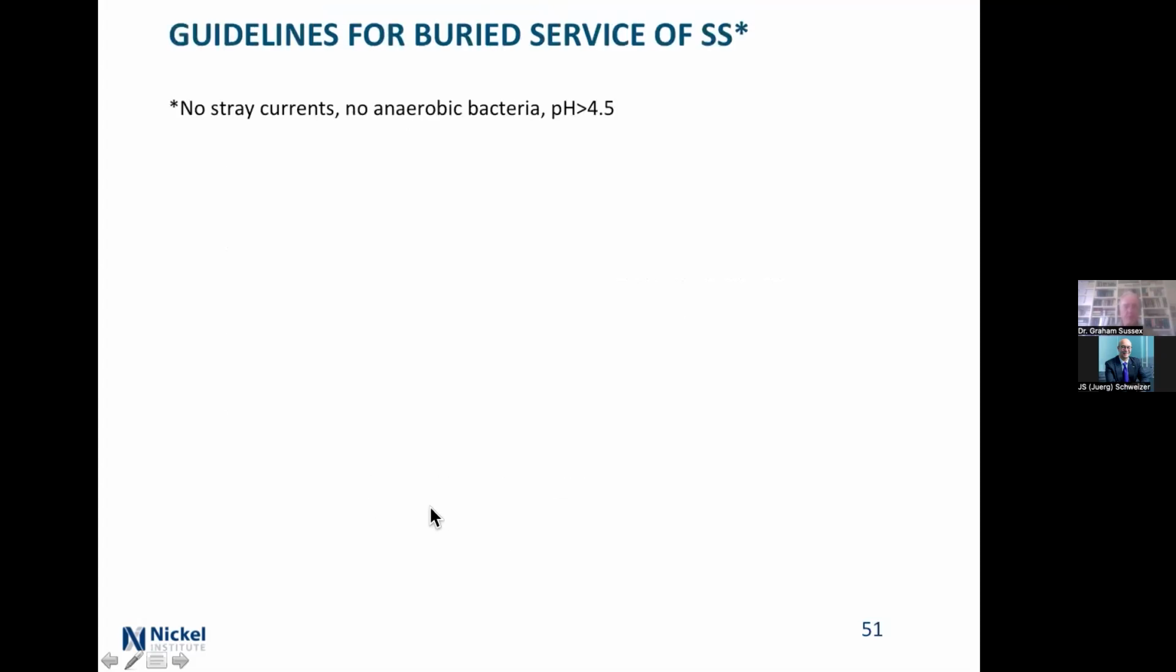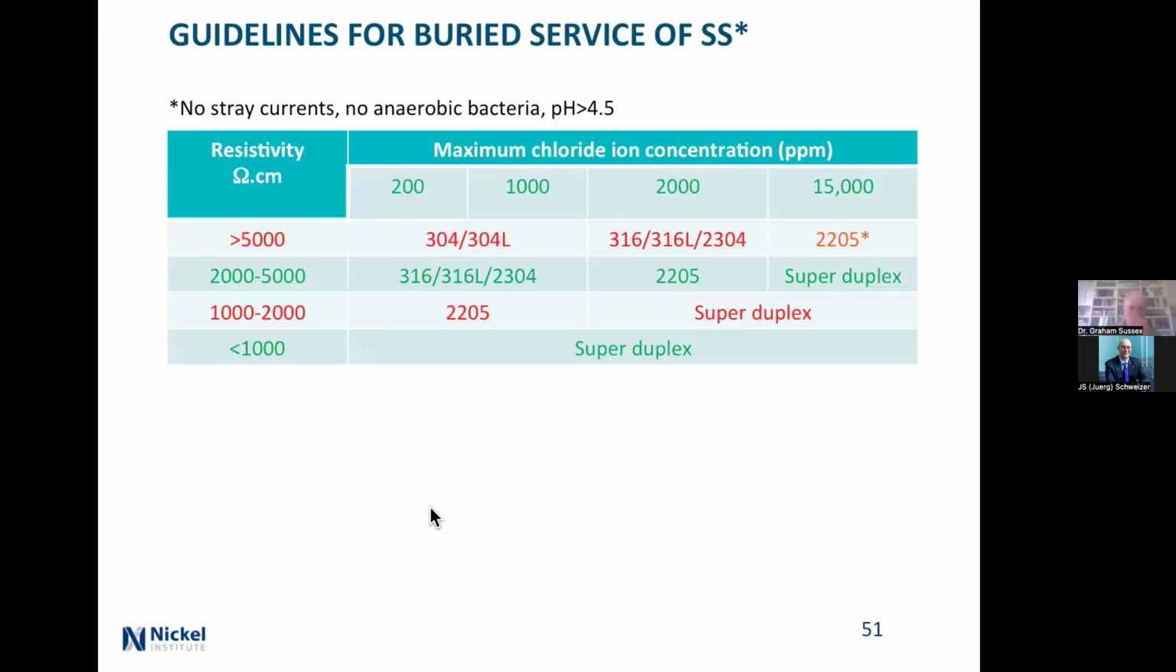So, guidelines. This is a very complicated slide and you won't pick it up immediately, but across the top we're talking about maximum chloride concentration. Down the side, we're talking about resistivity. And while that is obviously going to be affected by chloride, really this column on the left is looking at how much water is there.